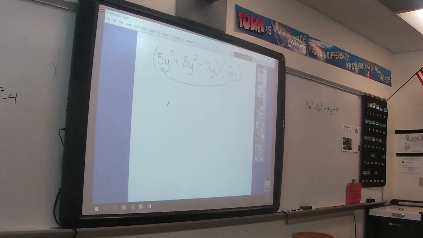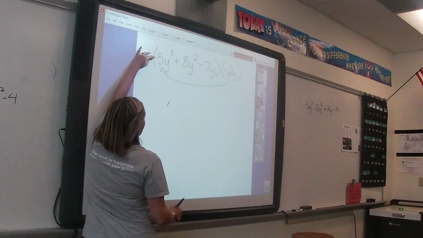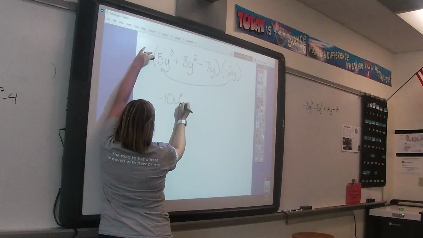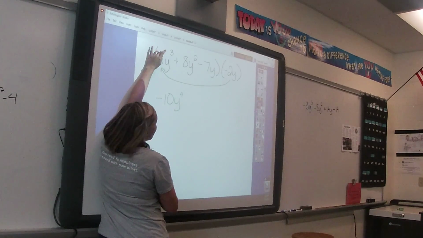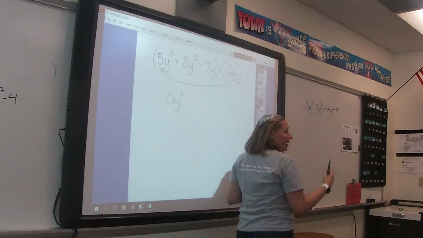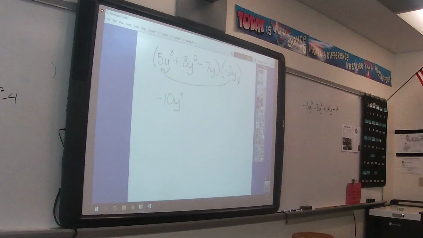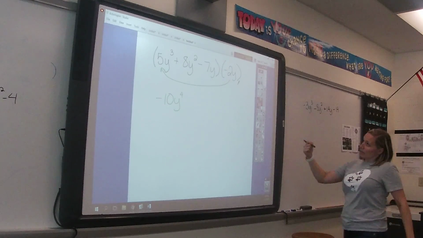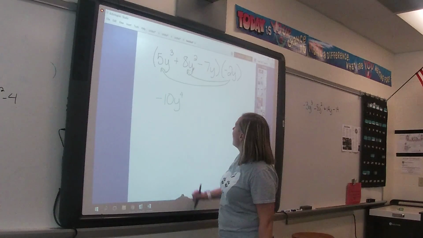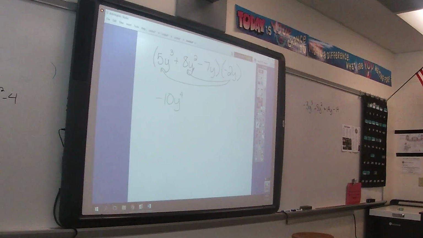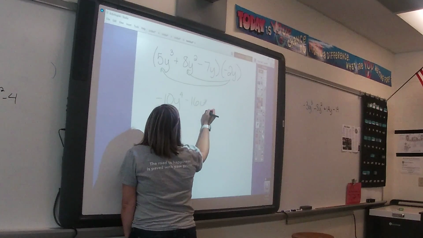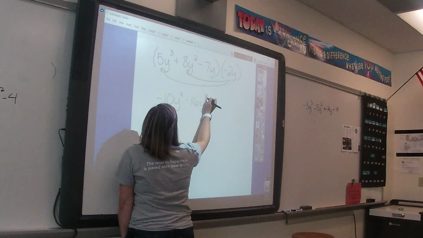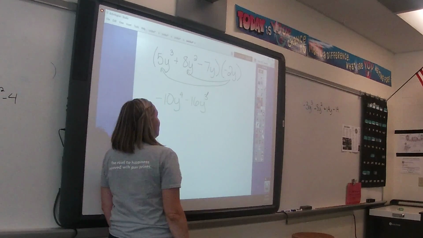Okay, so what is negative 2y times 5y to the third? Negative 10y to the fourth. Where is that 4 coming from? There's a 1 there, because there's a 1 here, and we add the exponents when we multiply. And then we'll pass it out here. So a negative 2y and an 8y squared give us what? Negative 16y to the third, because we're adding 2 plus 1 is 3.